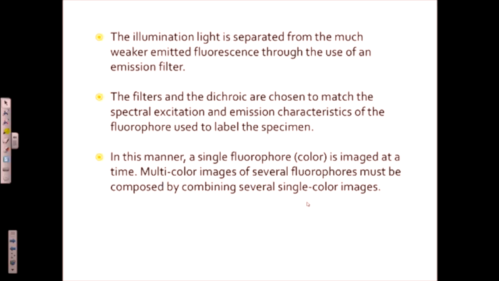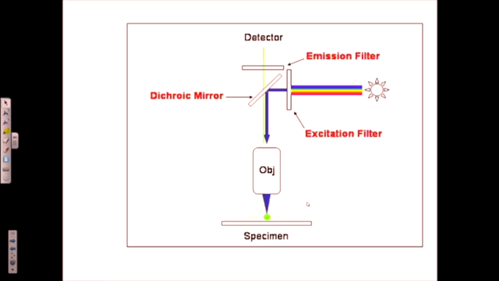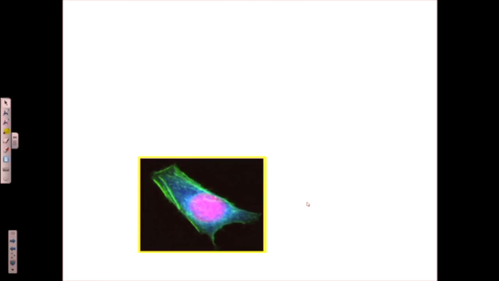The use of the emission filter is that the excitation light is separated from the much weaker emitted fluorescence through the emission filter. It's a very robust technique in which a single fluorophore is imaged at a time, and you can take multicolor images of several fluorophores. You can have more than one fluorophore in a particular model system or a gene, take different images through different wavelengths of light, and then combine them into a single image. So this is the general setup, with the detector, excitation filters and all that.